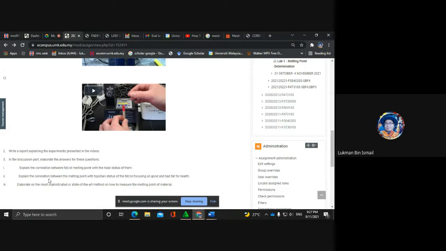And then in the discussion part, you need to elaborate on several issues. One is the correlation between melting point and halal status. Issue number 2, correlation between the melting point and the Toyiban status of the oil. And question number 3 is to elaborate on the most sophisticated or state-of-the-art method on how to measure melting point.